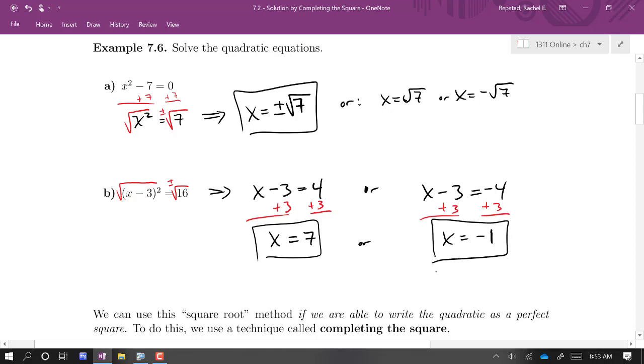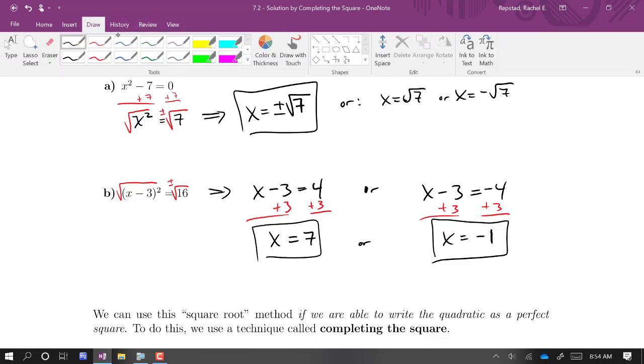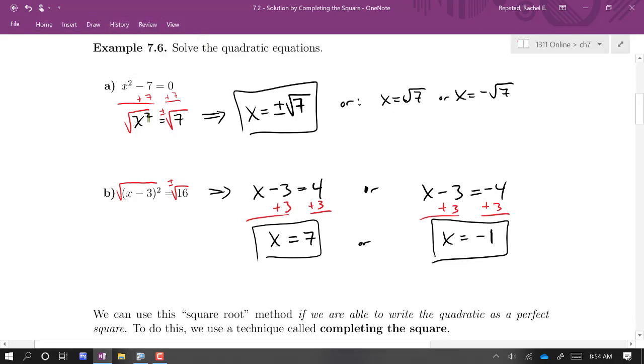Now, what made this square root technique work for these equations was that I had a perfect square hanging out by itself on the left side. So up top it was just plain old x squared. In part B it was the square of x minus 3. So I had a perfect square, which is where my variable lived, and then just a constant on the other side of the equation. So if we're looking at an equation in this form, we know how to solve that. We could take the square root on both sides.